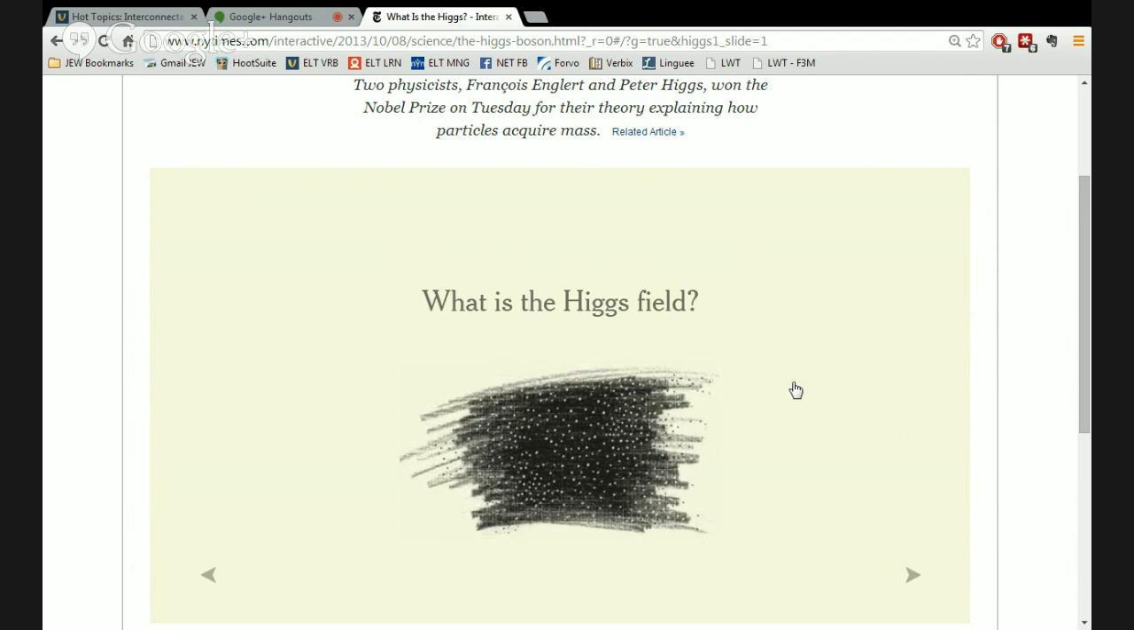Goodbye. All right, so I'm going to play the slideshow, and at the end you tell me about the metaphor being used. Okay, so let's go back and forth and read the titles. Artur, read this title for me. What is the Higgs field? Okay, and what do you see below that line? How would you describe that image?